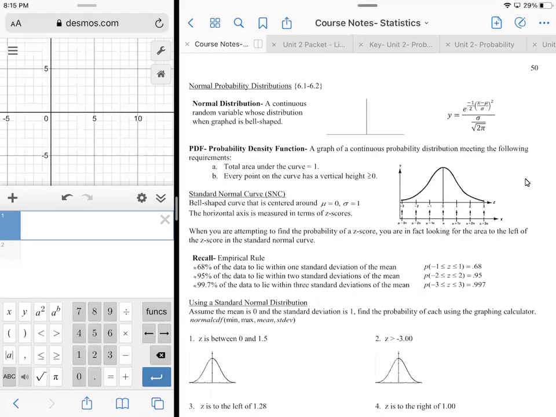But you probably didn't see this definition, or at least I didn't really talk about it. A continuous random variable whose distribution when graphed is bell-shaped. First time I read that definition to my first stat class, they're like, the only thing that I understood out of that was bell-shaped. I'm like, fair enough. A continuous random variable. All right, random variable, right? So a variable that represents outcomes determined by chance.